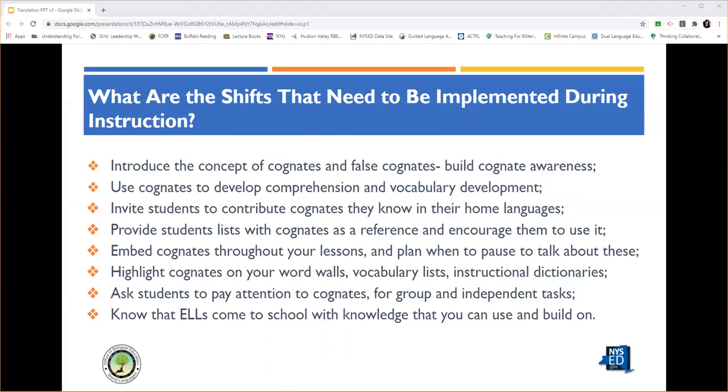Whenever possible, embed cognates throughout your lessons and plan when to pause and talk about these. You can highlight cognates on your word walls, your vocabulary lists, or even your instructional dictionaries. Ask students to pay attention to cognates for group and independent tasks. Know that ELLs come to school with knowledge that you can use and you can build on that.